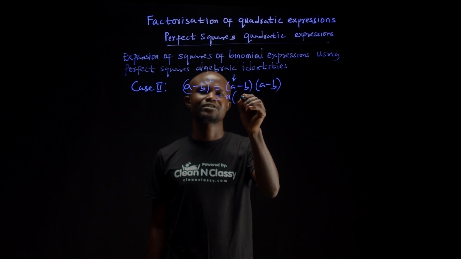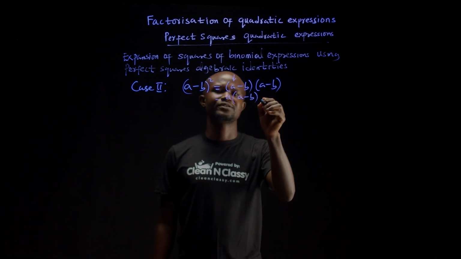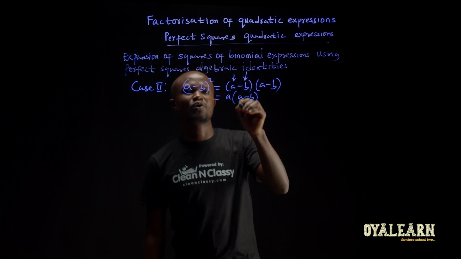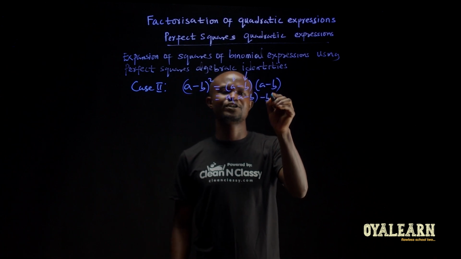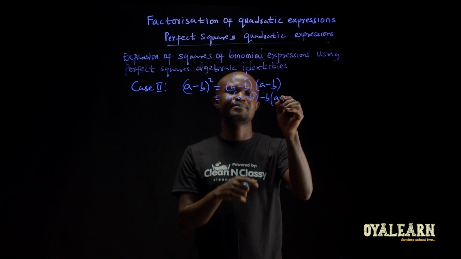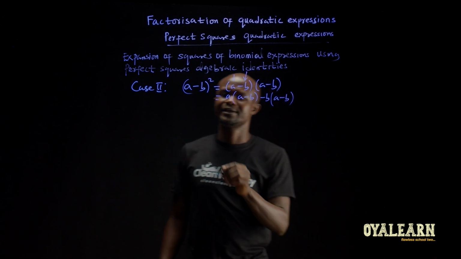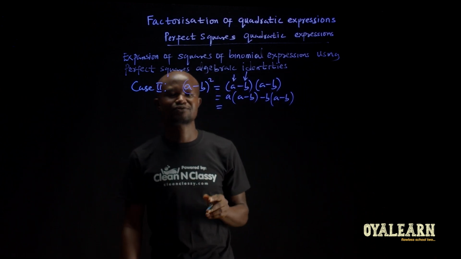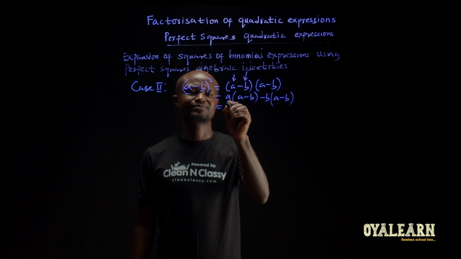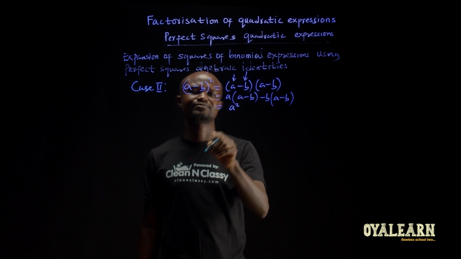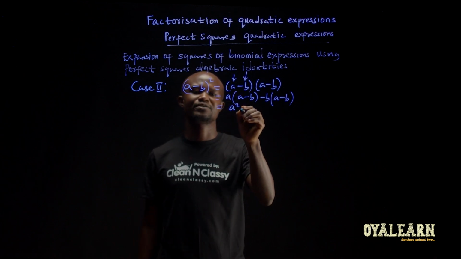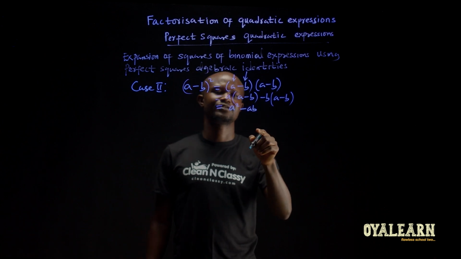A into what? A minus B. Then we use the second one, minus B into what? This same A minus B. Then expanding, what do we have? A squared, A times A, that's A squared. A times minus B, minus AB.